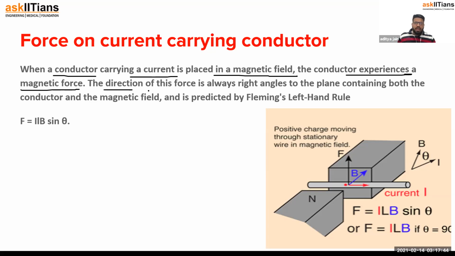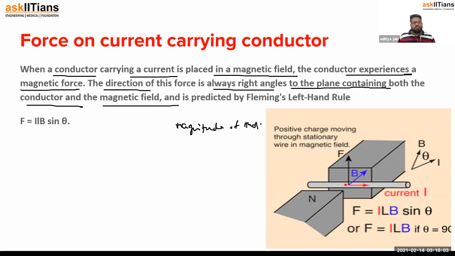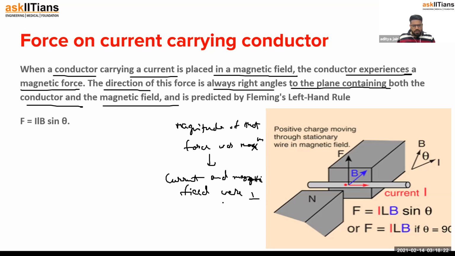Okay. And what is written is that the direction of this force is always at right angles to the plane containing both the conductor and the magnetic field. What was observed during the experiment is that the magnitude of that force was maximum when the current flowing in the conductor and the magnetic field were perpendicular to each other. That was the case when the maximum amount of magnetic force was observed.